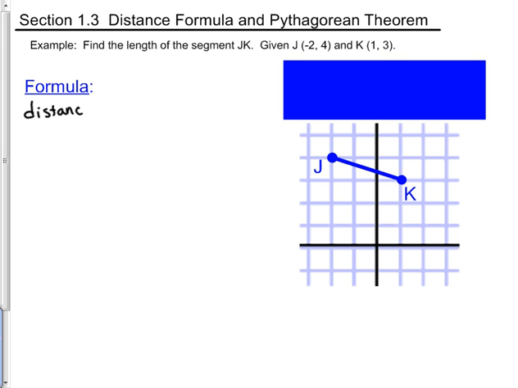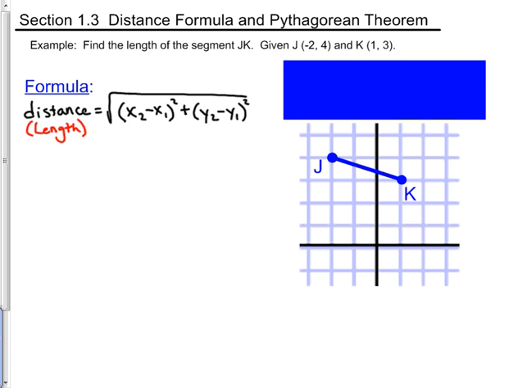To find the length of a segment, we're going to use the distance formula. The distance formula measures the length between 2 points. The distance formula, as you might remember from Algebra 1, is the square root of (x2 minus x1) quantity squared plus (y2 minus y1) quantity squared. So it's the difference of the x's squared and the difference of the y's squared.